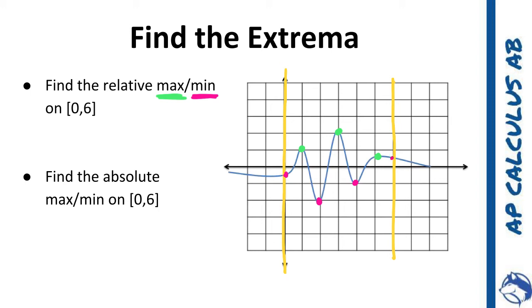And then we're going to find the absolute max. So the absolute max is going to be in red. So absolute max ends up here because that's the highest point on the graph. And then the absolute min is going to be down here, the lowest point of the graph. And I did that in blue.